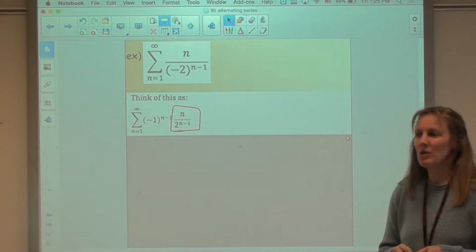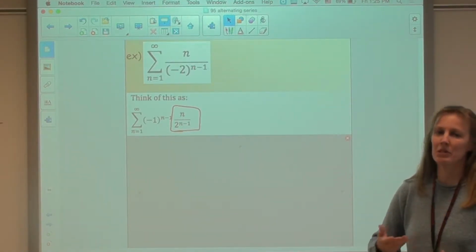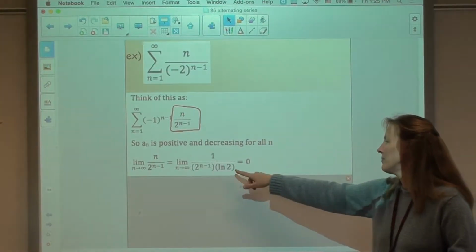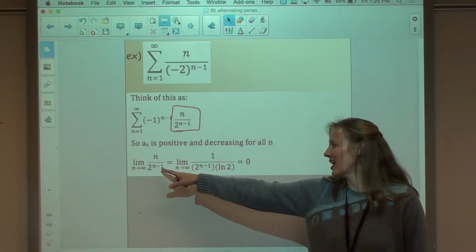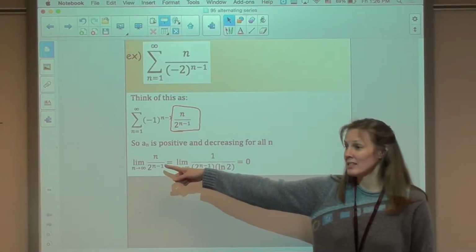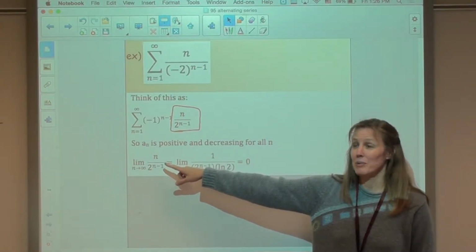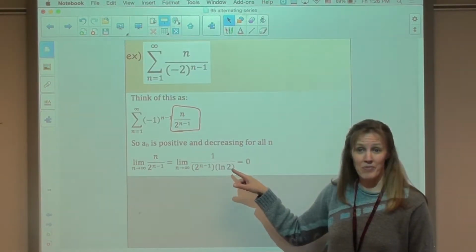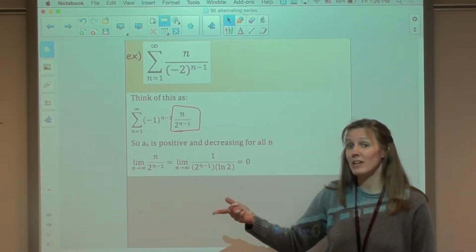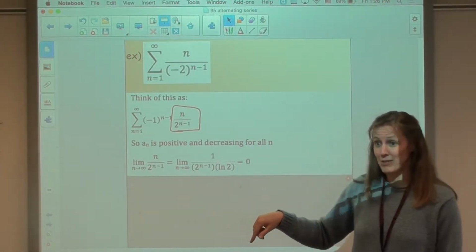Comparative growth rates really should become one of your best friends, because they make the limits go fast. When I did this, I demonstrated it using L'Hopital, but when we were doing it earlier today, a lot of people forgot the derivative of 2 to the n minus 1. So this is a nice little teaching moment: the derivative of 2 to the n minus 1 is 2 to the n minus 1 ln 2. The derivative of a to the n is a to the n ln a, and the integral of a to the n is a to the n over ln a. It's been a while since we've done this.